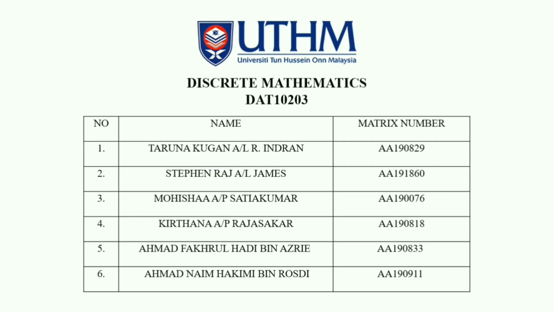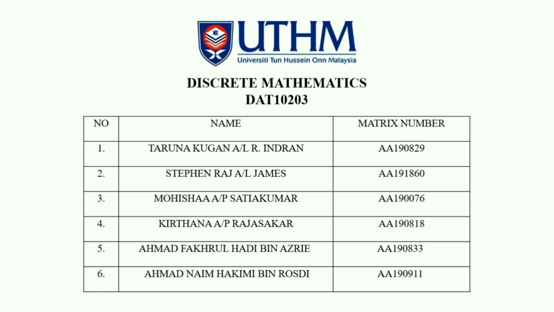First of all, I will introduce our group members. Our group consists of 6 members: Taruna Kugan, anak lelaki Arindran, Stephen Rush, anak lelaki James, Mohisha, anak perempuan Satya Kumar, Kirtana, anak perempuan Raja Sakar, Ahmad Fakuladi bin Azri, and Ahmad Naimah Gimi bin Rosdi.